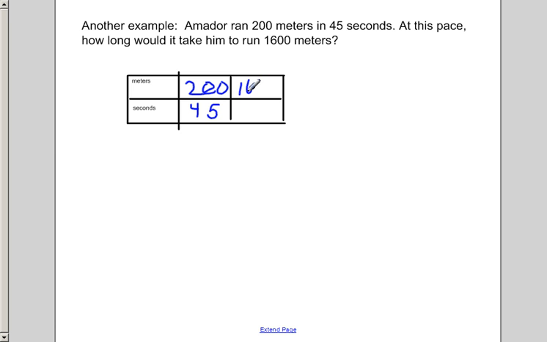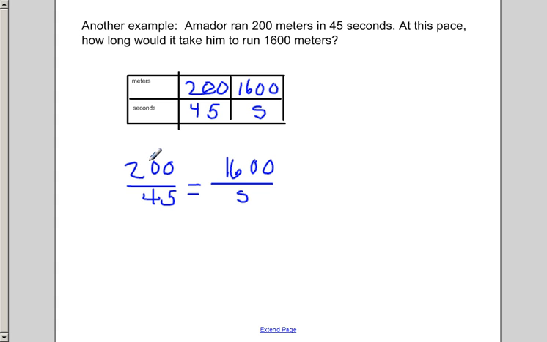So again, this is meters. So meters and meters next to the meter piece. 200, how long for 1,600? And we'll call this S, our variable. So this is how we'd set up the rate table. And then to set up our proportion, 200 over 45 equals 1,600 over the variable. So again, we can think equivalent fractions.